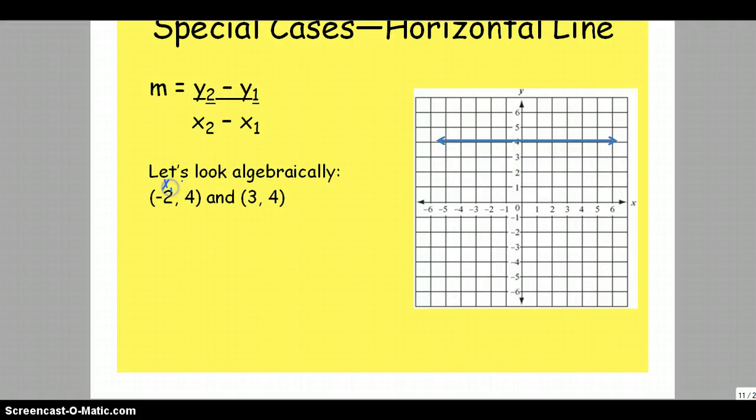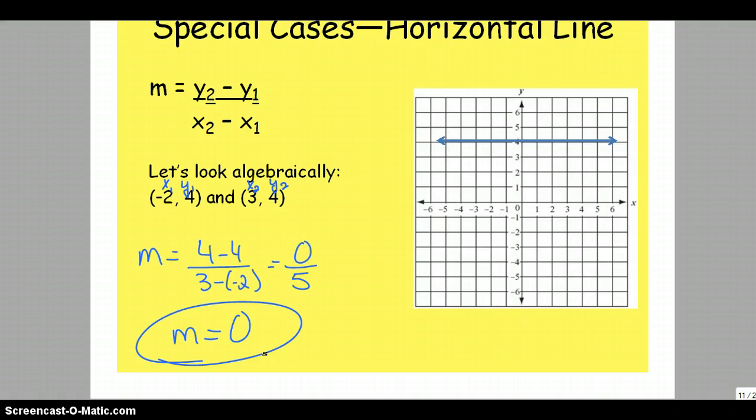Okay, so x1, y1, x2, y2. So I know that my slope is equal to 4 minus 4 over 3 minus negative 2. Oh, what's 4 minus 4? 0. 3 minus negative 2 turns into 3 plus 2, so that gives me 0 over 5. And what is 0 divided by 5? 0. So all horizontal lines will always have a slope of 0.